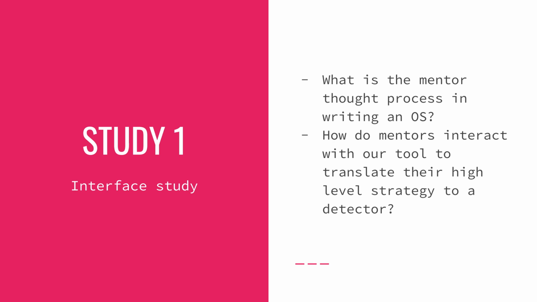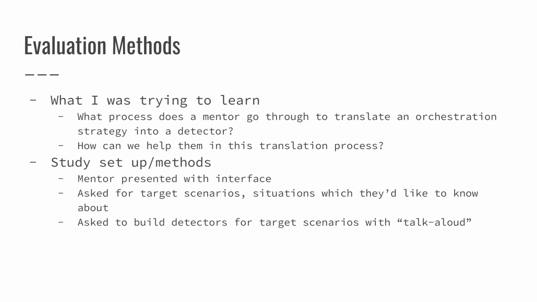If we have a good enough understanding of the steps these mentors take, then we can design interface features that support these steps and help them write good orchestration scripts, for some definition of the word good that we'll come to later. And that leads us to our second point: how do mentors actually interact with this tool? Is it helping them? Is it hindering them in certain scenarios? We're interested in that as well. For the evaluation methods, we were trying to learn, again, the process a mentor goes through, and how we can help them translate their orchestration strategy into detectors.